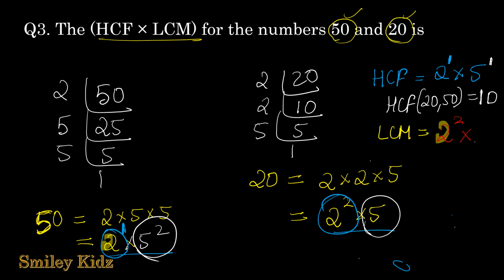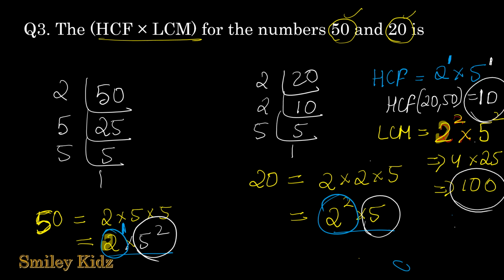into, we know that 5 to the power of 2 is greater than 5 to the power of 1. So it's going to be 5 to the power of 2. So 2 to the power of 2 into 5 to the power of 2, which is going to give us 4 times 25, which is 100. Right. So we got the HCF as 10 and LCM as 100.